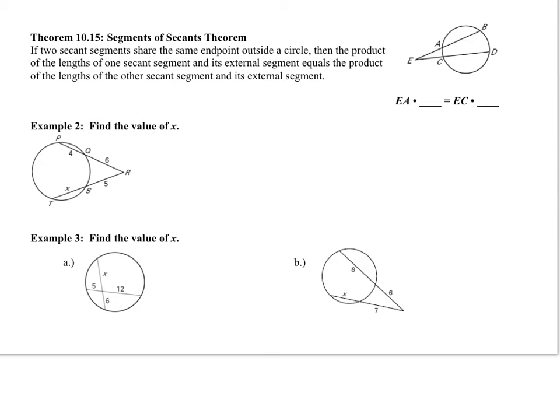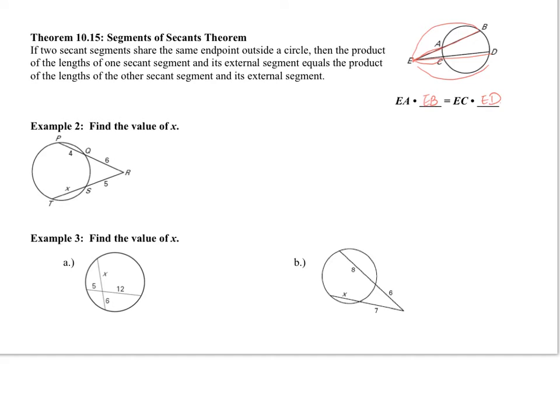Theorem 10.15. Segments of secants theorem. If two secant segments, such as EB and ED, share the same endpoint outside a circle, then the product of the lengths of one secant segment and its external segment equals the product of the lengths of the other secant segment and its external segment. So that means this external segment EA times the secant segment EB will equal the external segment EC times the secant segment ED.